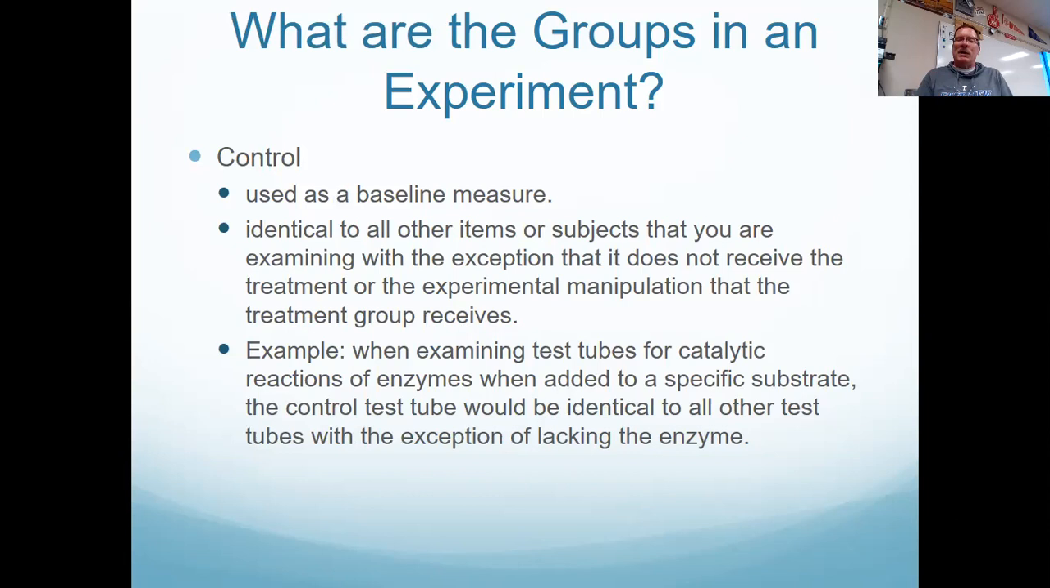Okay, now what are the different groups? Well, we talked about a control group. That is your baseline measure. So for our Digital Learning Academy kids in AP Bio, the control group is in your mustard seed germination, the one you just set aside and do nothing to. Identical to all the other items or subjects that you're examining, with the exception it does not receive the treatment or get manipulated that the treatment group does. Okay, that's your baseline on the side.